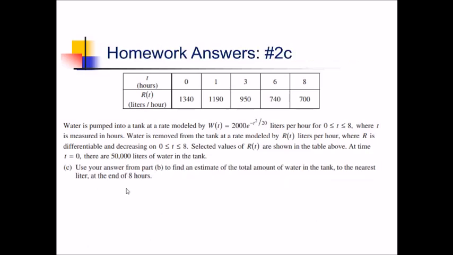For part C, they want us to use our answer from part B, which again was 8,050, to find an estimate of the total amount of water in the tank to the nearest liter at the end of 8 hours. For this one, we have to consider 3 things. First, the liters that were in the tank in the very beginning, so our total water is going to be 50,000 plus some things. Now we add the water that gets pumped in over 8 hours. The rate of pumping in is W of t, so I need to add the integral of W of t dt from 0 to 8. And then finally, I subtract the total water that we lost, which was the 8,050 that we estimated in part B using this table.